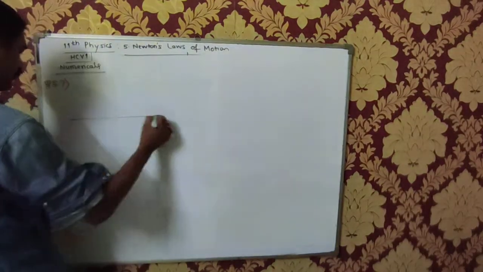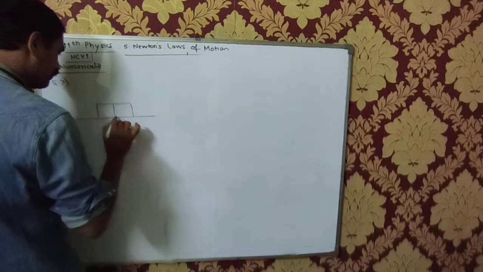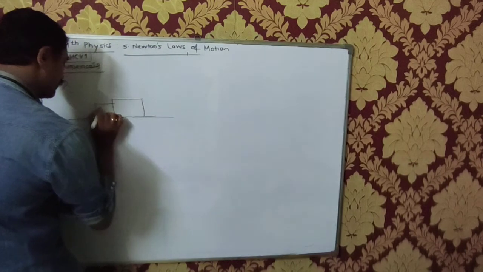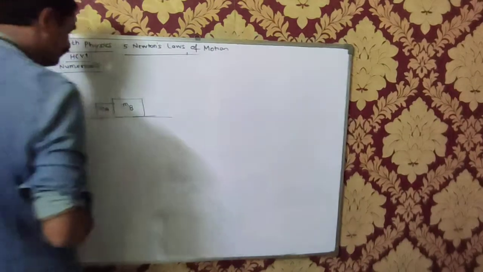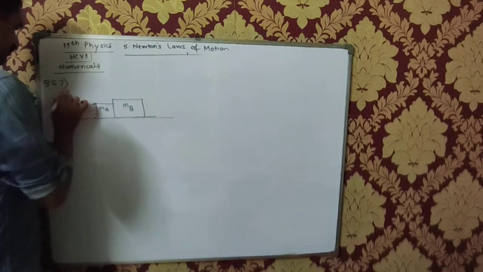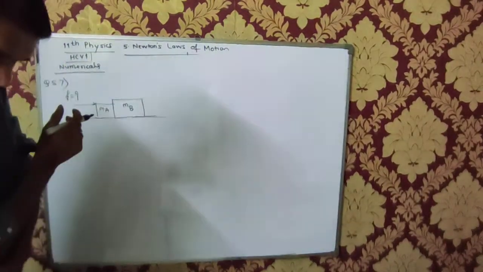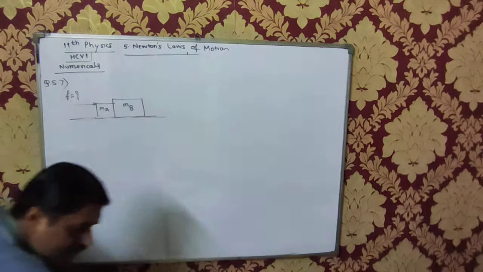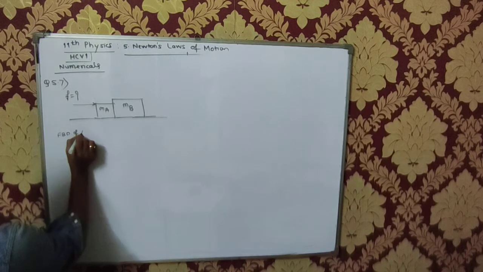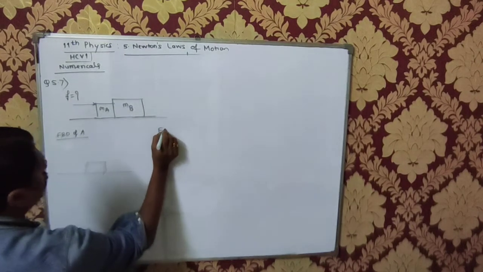Did you get the question? This is the first block. Second block. The masses may be different here, because this is MA, MB. The experimenter is pushing this block. This force is asked here. But when I draw the free body diagrams, this is the free body diagram of A, and this is the free body diagram of B.